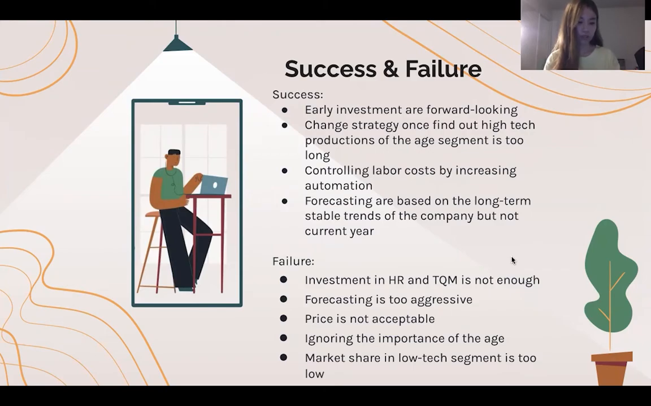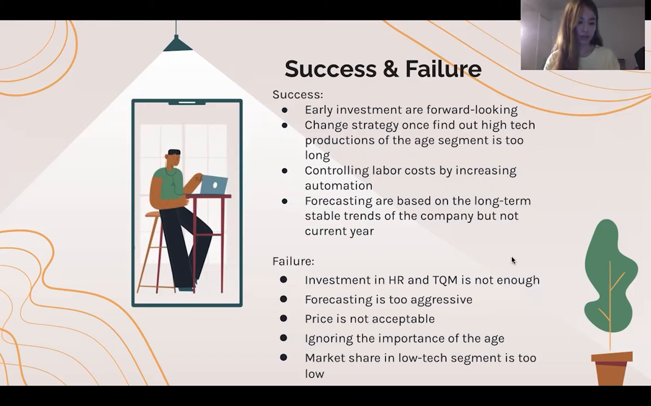In addition, we have done a good job of controlling labor costs. Increased automation has allowed us to reduce labor costs significantly. Finally, our market focus is not just based on the current year, but on the long-term stable channel of the company. At the same time, we are not doing well in investing in HR and TQM.